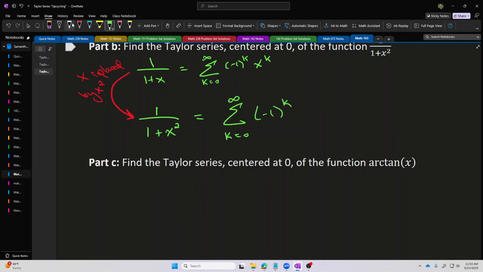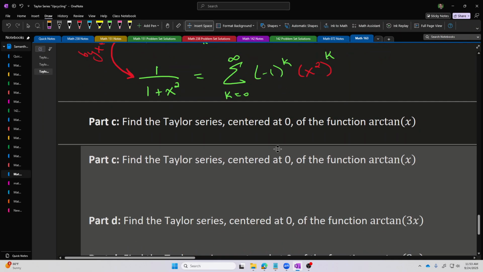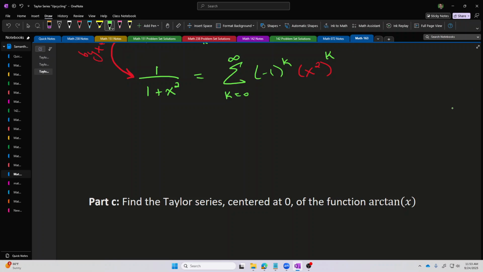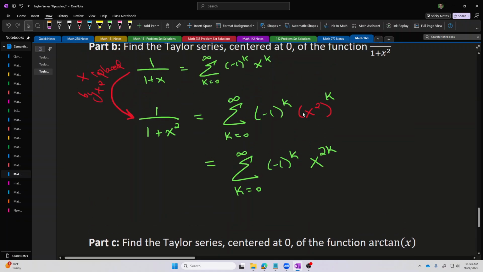And instead of x to the k, I now have the quantity x squared raised to the power k, which, once again, optionally can be simplified. If you want to, you can turn this into the sum as k goes from 0 to infinity of negative 1 to the power k, x to the power 2k, using the exponent properties to compress this exponent expression. Answer box.